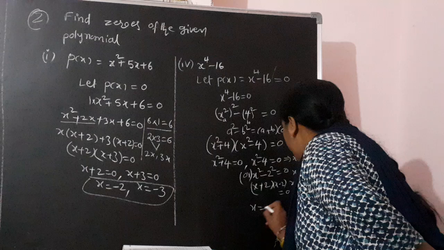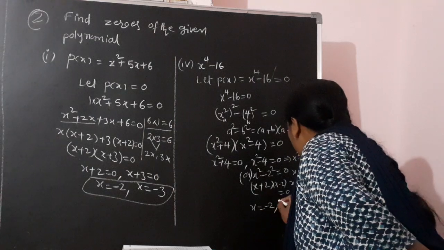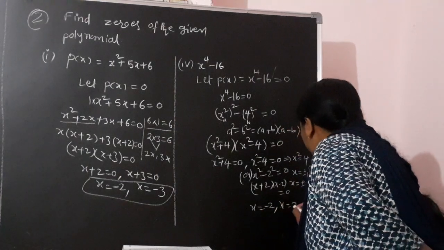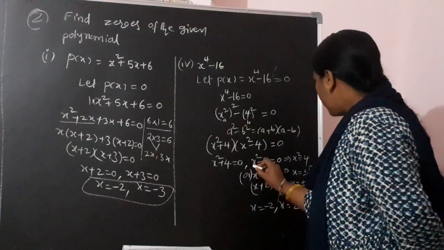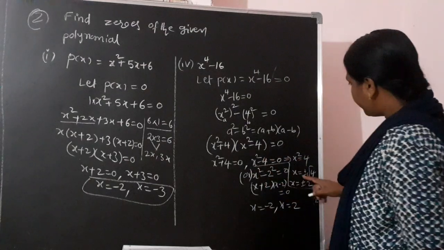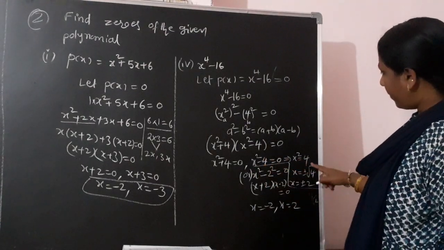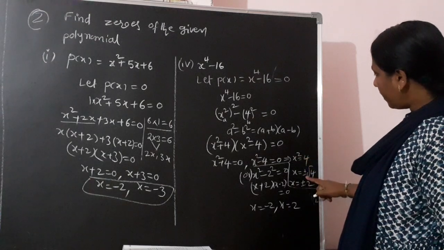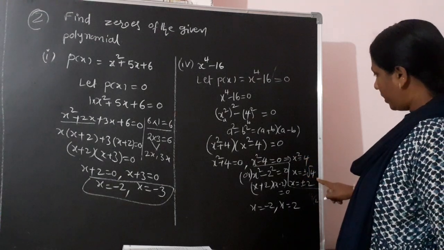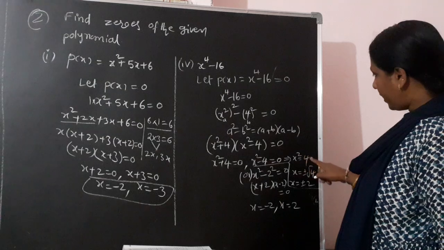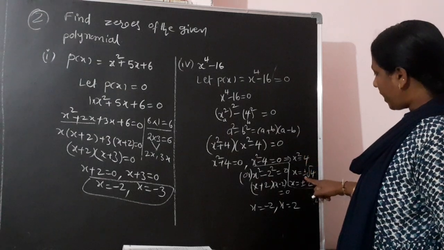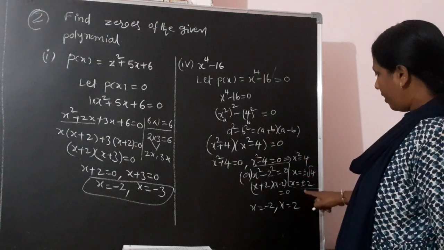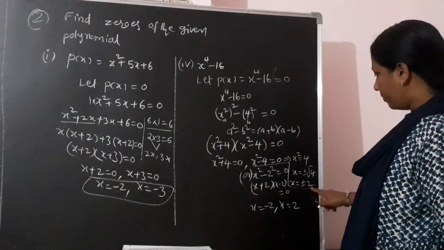So now x equal to plus 2 will be minus 2, and x equal to minus 2 will be plus 2. Either with this method, you can take minus 4 will be 4, so x square equal to, and the square becomes a root: plus or minus root of 4. When you are taking the square root here, immediately you have to write plus or minus root. Plus or minus root 4 means 2.